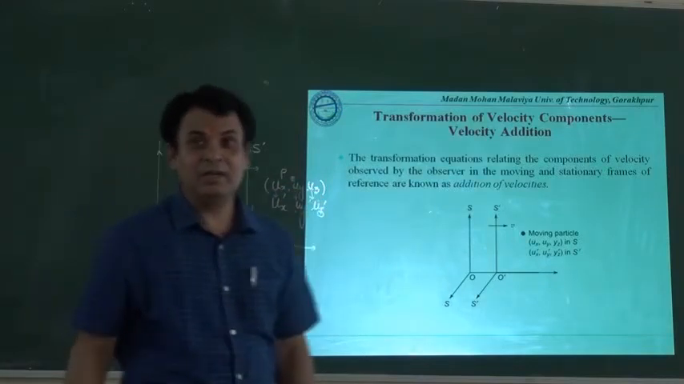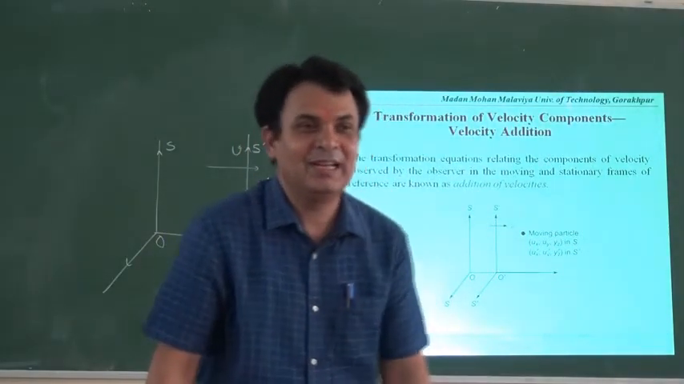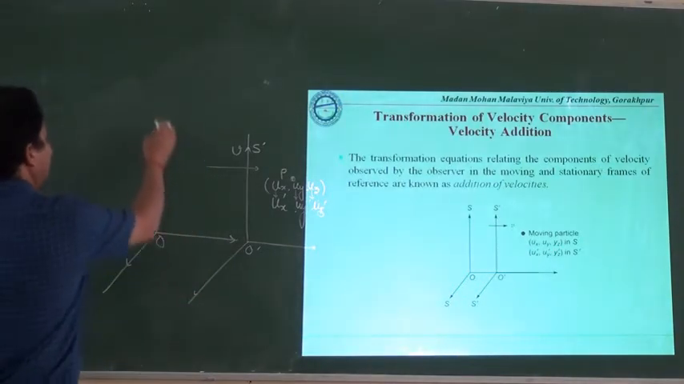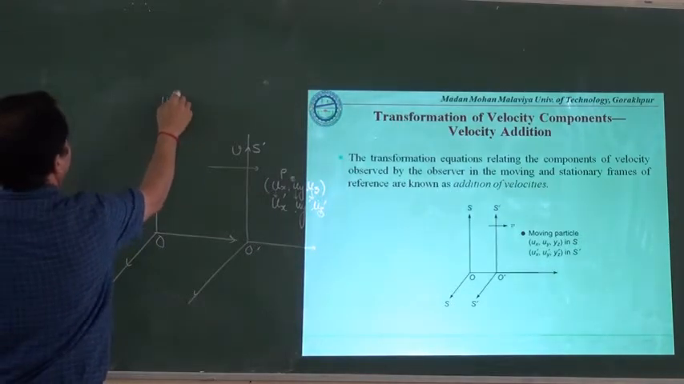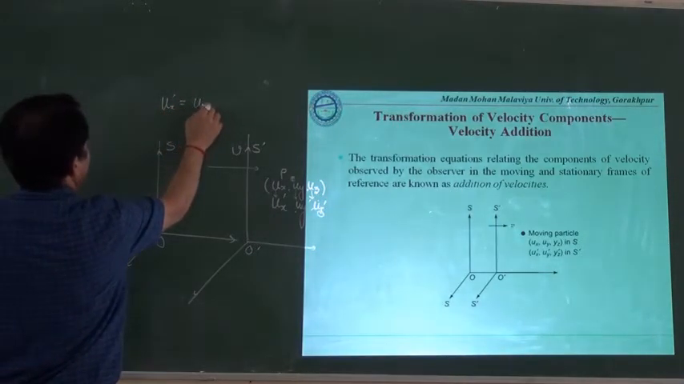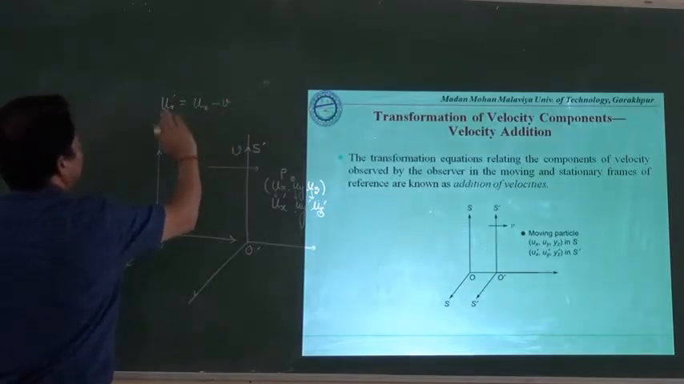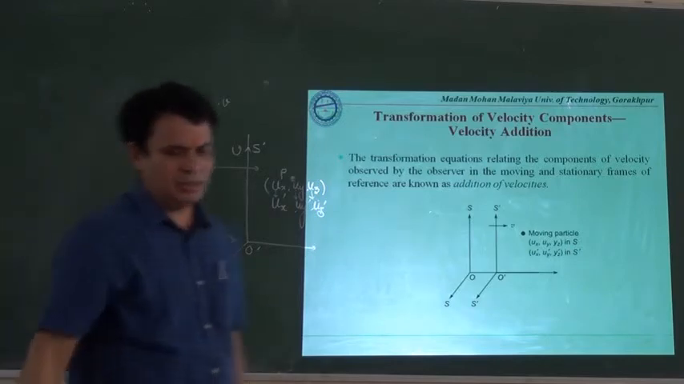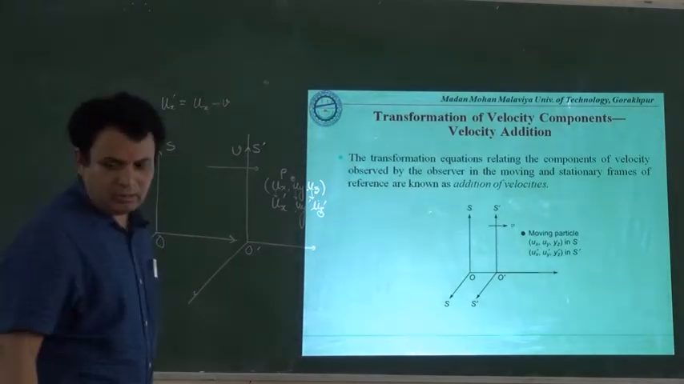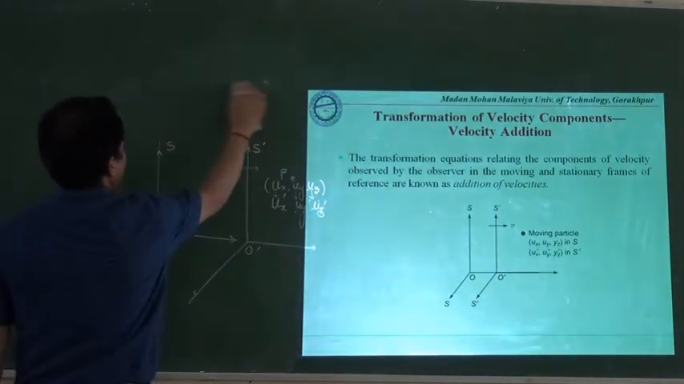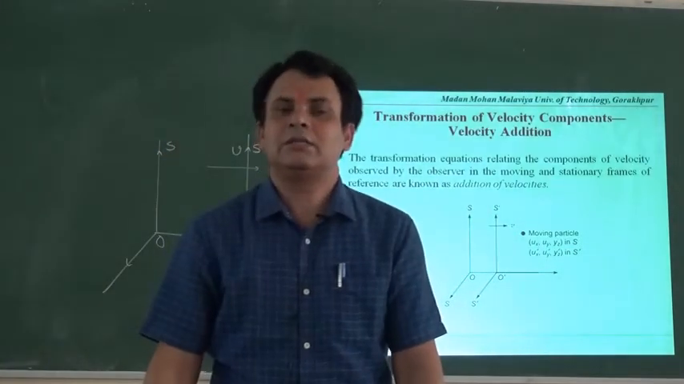You might remember one relation has been suggested by Galileo himself. If you remember, then you will see that Ux dash will be equal to Ux minus V, and that depends on what value of the velocity we have taken by being in the different frame of reference. So this was suggested by Galileo, but we have to see whether the same type of relation will be here or something else is there.